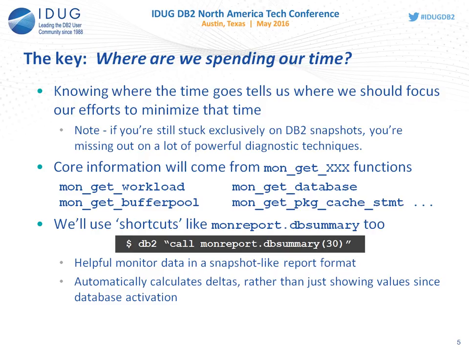mon get database. We'll also use great shortcuts like monReport.db summary. This is like a snapshot, except it uses the new metrics. So it gives a nice breakdown of time spent, where is the time spent, how much am I waiting on, where am I waiting, all that kind of stuff. I like reading human readable output as much as the next guy, and so monReport.db summary is my go-to snapshot for database replacement. And we're going to use that a lot today.